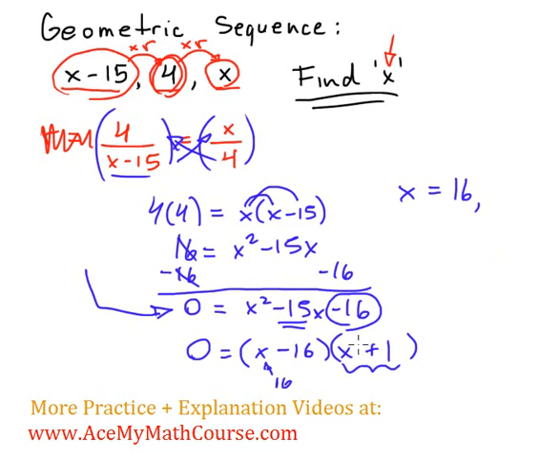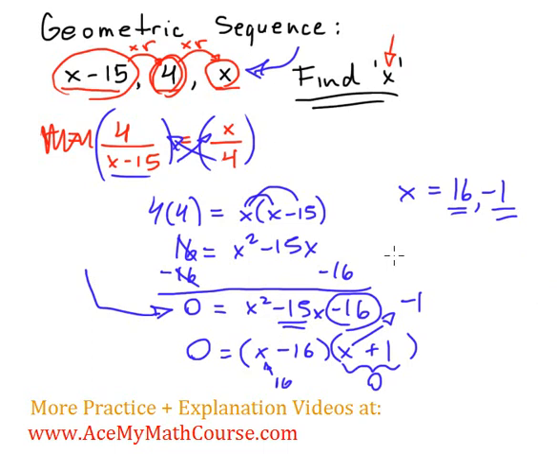Why? Well, because I can also plug in a negative 1 here. Negative 1 plus 1 is 0. 0 times anything is 0. So negative 1 is the other answer. So x can be either 16 or negative 1. Both work to make this a perfect geometric sequence.